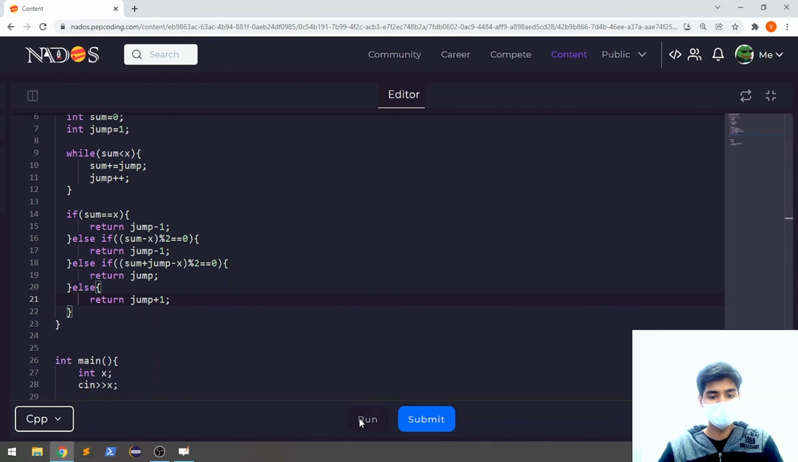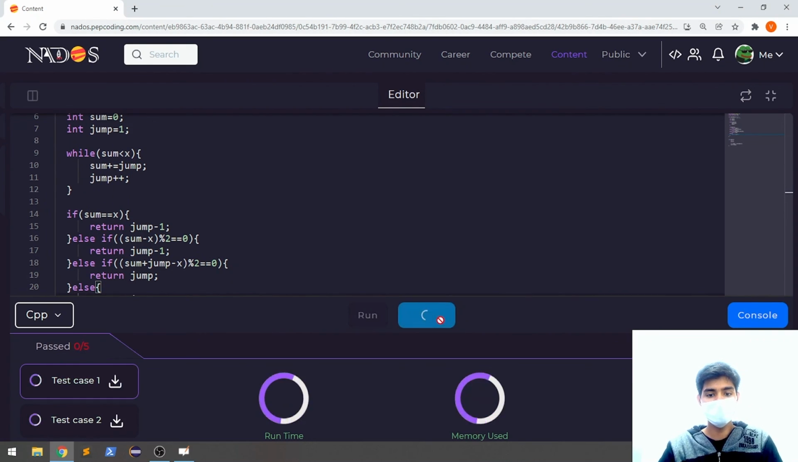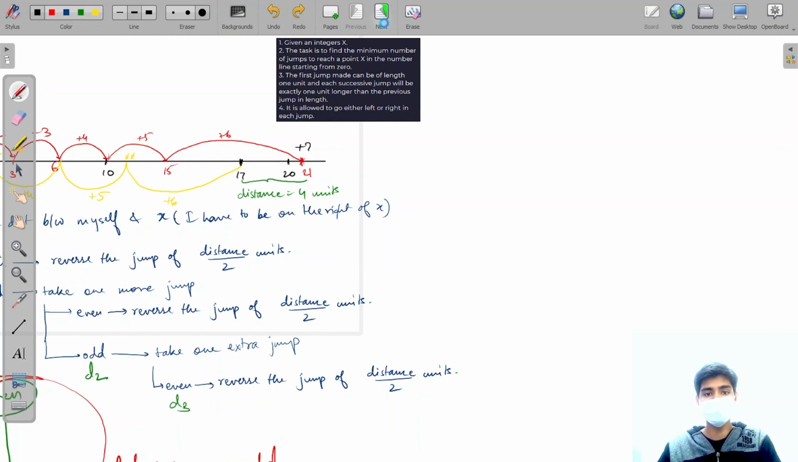Let's run this. It is successful. Let's submit this code. It is also passing all the test cases. So I hope you understand this question. Now let's take a look at the time complexity of this question.